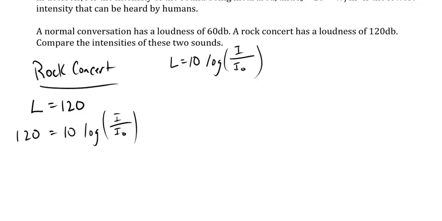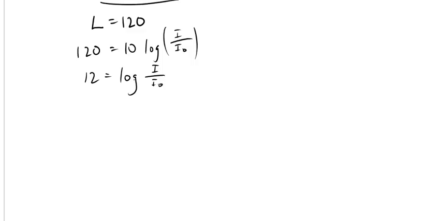Is everybody good? A lot of these are going to work out in a very similar way. So the first thing I'm going to do is divide both sides by 10, because why not? So 120 divided by 10 gives me 12. Then I'm just going to rewrite this in exponential form. So what's the base? It's log base 10, right? Because it's not written. So 10 to the 12 is equal to I over I0.